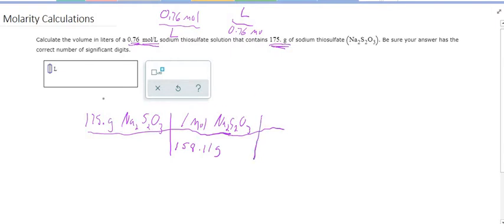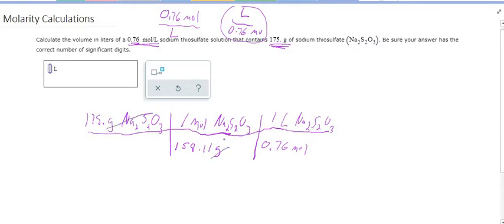Okay, so it's asking for this in liters. The only other thing really I have left here is my conversion factor. And because I want these moles of sodium thiosulfate to cancel out, I'm going to use this conversion factor right here. So I know that there are 0.76 moles of sodium thiosulfate in 1 liter of sodium thiosulfate.